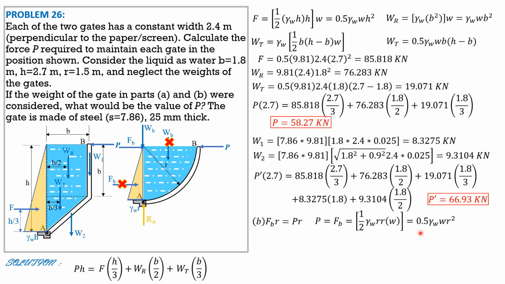So it is 0.5 gamma of water W R square. W is 2.4, R is 1.5, and gamma of water 9.81. So P therefore is 0.5 times 9.81 times 2.4 times 1.5 square. So P is 26.49 kilonewtons. For the second part, let's have the weight of the gate, and it acts here. Remember, the centroid of this arc is centroidal area of the arc, which is 2R over pi from the center. Either way, so that's 2R over pi.